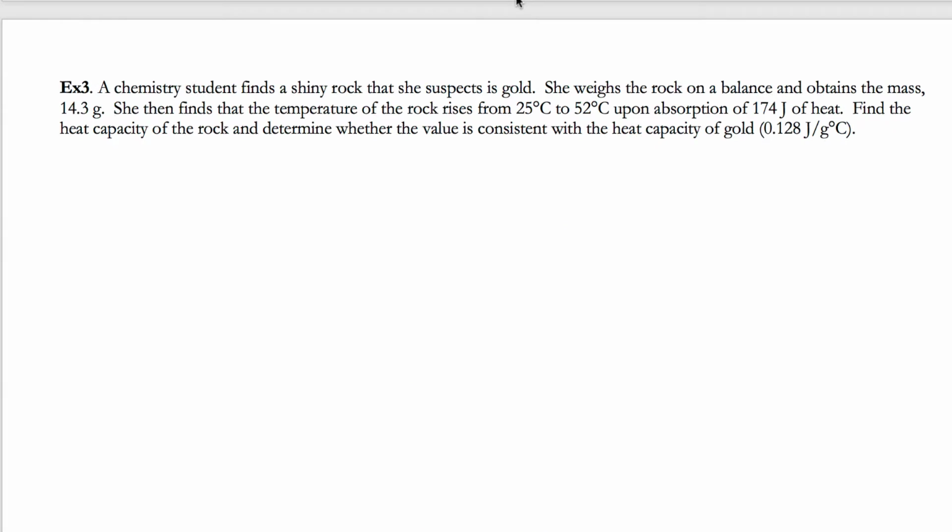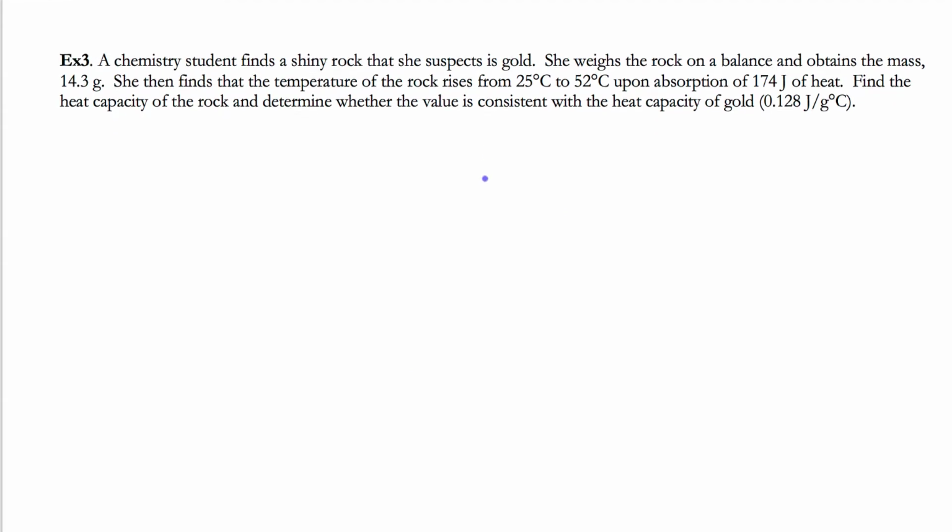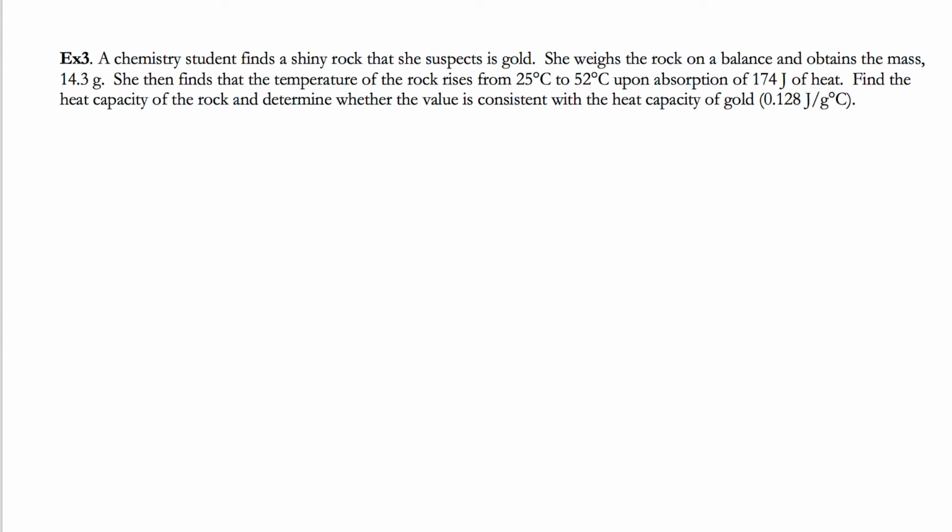Let's look at another example. A chemistry student finds a shiny rock that she suspects is gold. She weighs the rock on a balance and obtains the mass, 14.3 grams. She then finds the temperature of the rock rises from 25 to 52 upon absorption of 174 joules of heat. Find the heat capacity of the rock and determine whether the value is consistent with the heat capacity of gold. So this is similar to the previous problem, Q equals MC delta T. I'm going to be solving for the heat capacity or the specific heat. Those terms for us will be interchangeable.